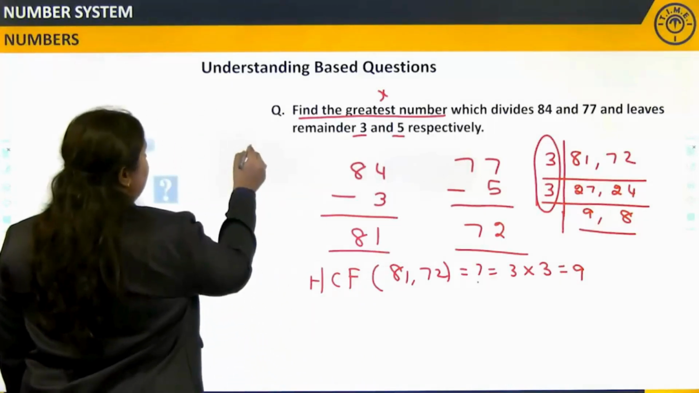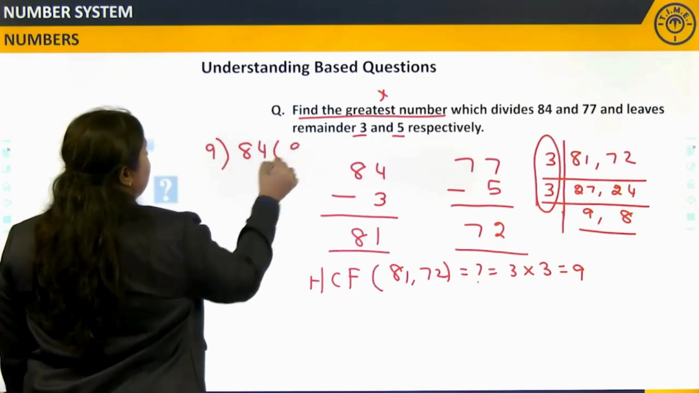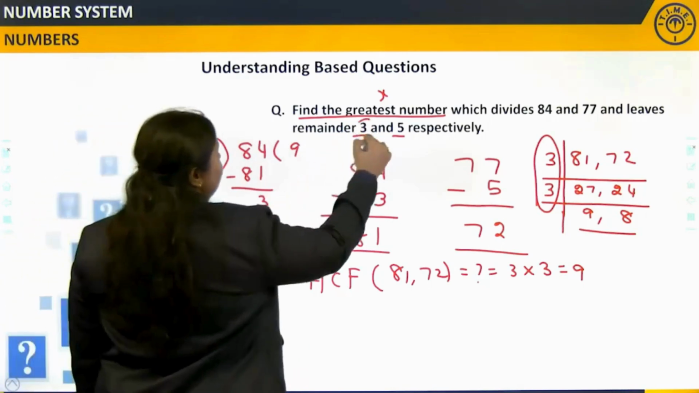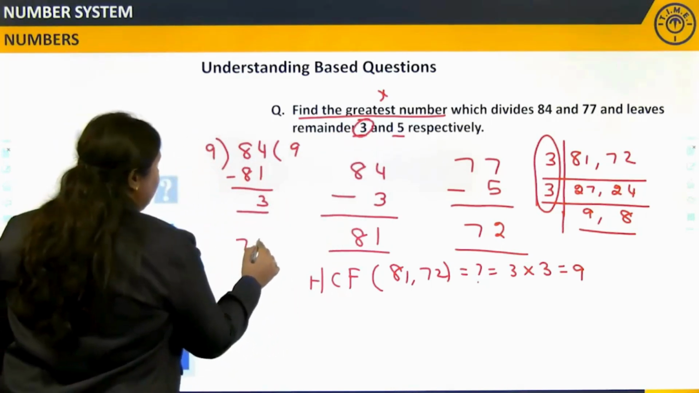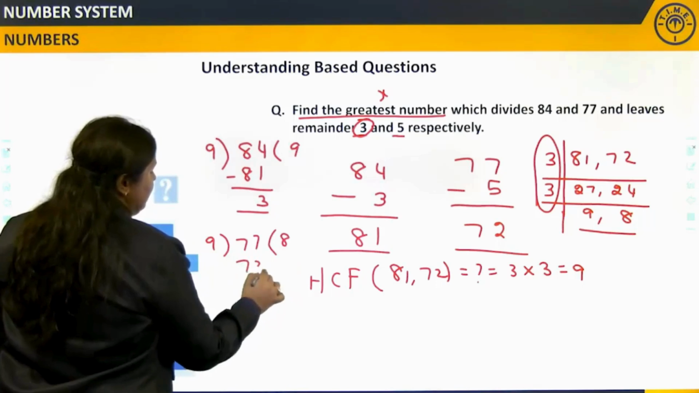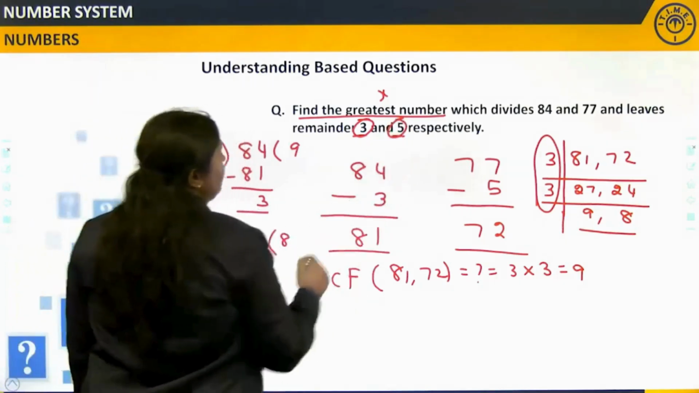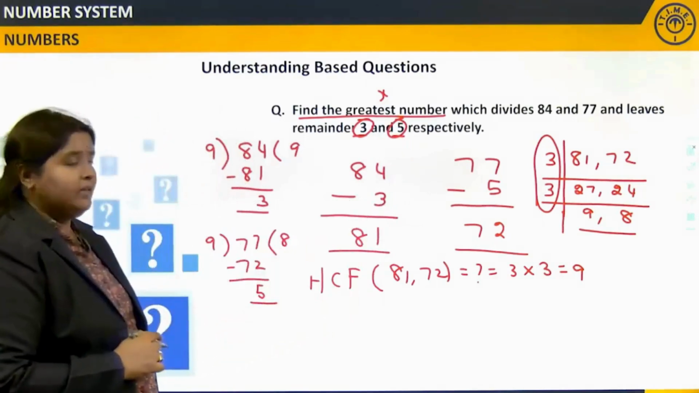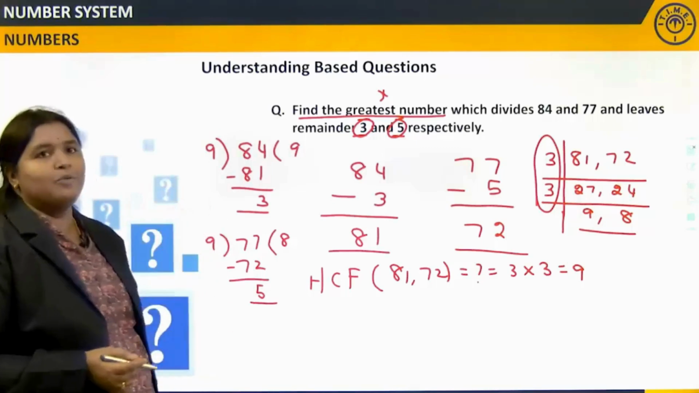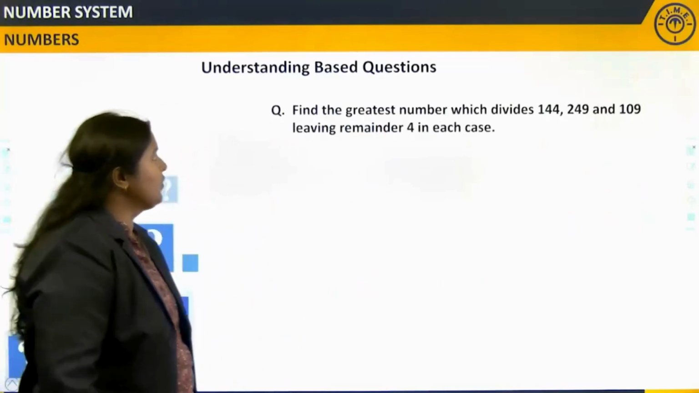See, now go ahead and divide 84 by 9. What will you get? 9 9s are 81. What is the remainder? 3. Satisfied. Next, go ahead and divide 77 by 9. 8 9s are 72. What is the remainder? 5. Where is 5? Here it is. Right? So the answer is 9. I hope this problem was clear. Now, let's look at the next problem. Look at the next question.